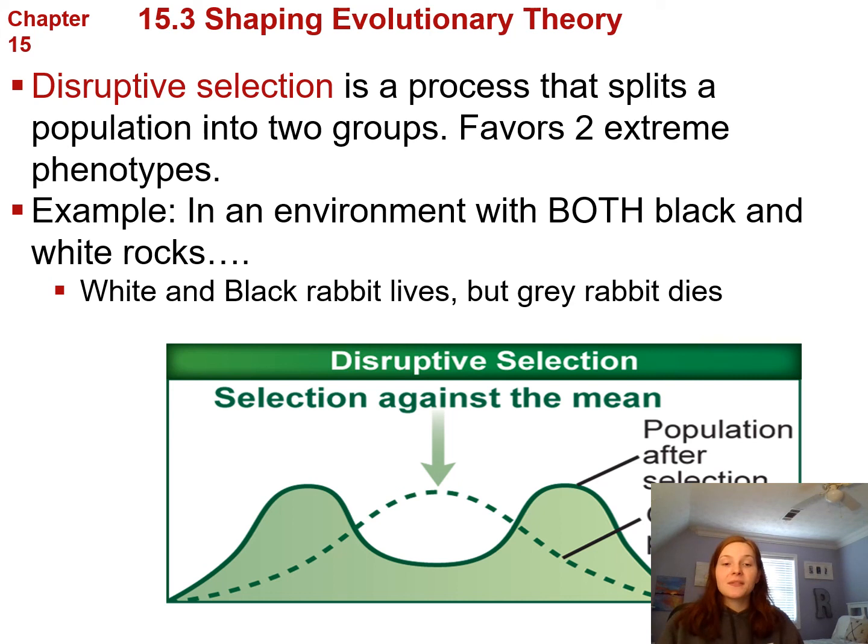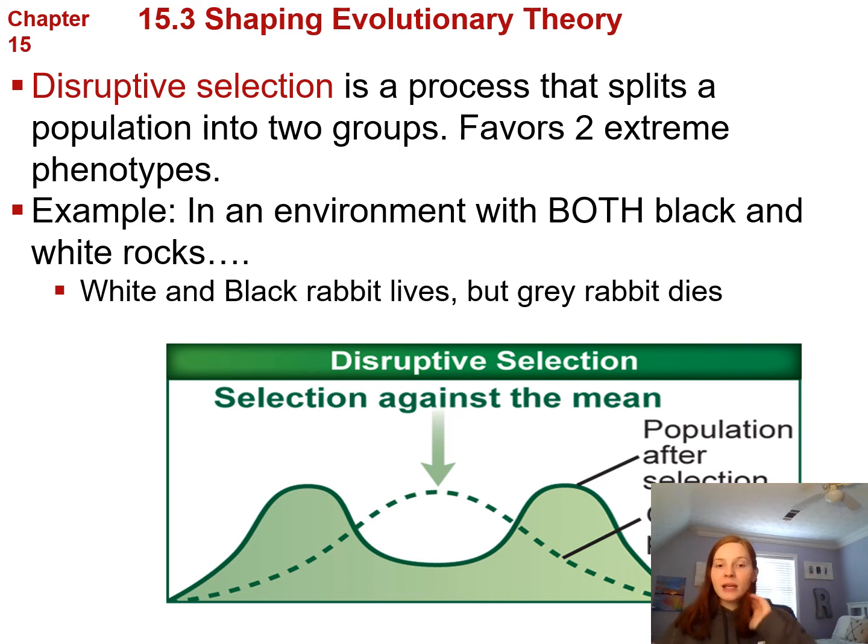And then lastly, we have disruptive selection. This is when you're splitting a population into 2 groups, and you're favoring both of those extreme phenotypes, and the average phenotype is not favored. So you will not see many organisms with that average phenotype.